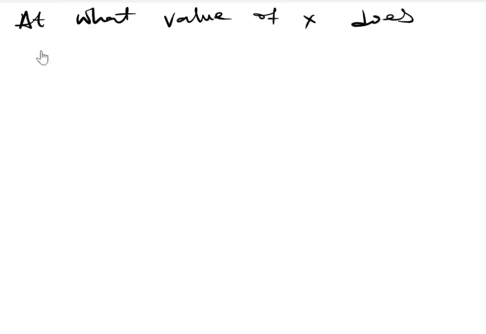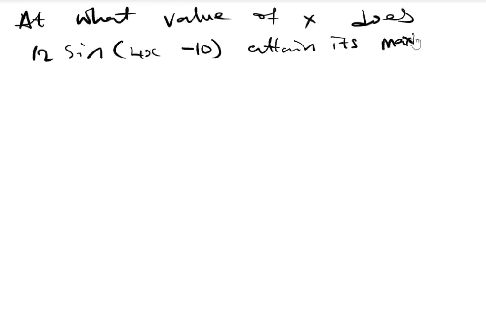Consider this example. At what value of x does 12 sine 4x minus 10 attain its maximum? To solve this, we have to differentiate. We already know that our dy/dx is equal to 0. So we have to differentiate this function. And for us to differentiate this function, we are going to apply the chain rule, that is, function of a function.